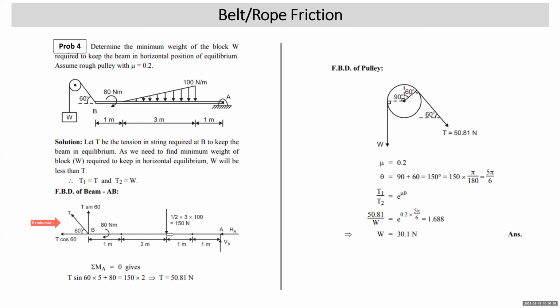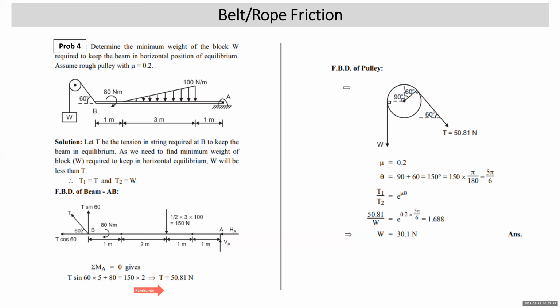Now to find the tension in the string, we take moment about A. When you take sigma MA equal to 0, HA and VA will go off, even T cos 60 will go off. You get T sin 60 into 5 is clockwise, 80 is also clockwise, and 150 into 2 is anti-clockwise. This gives the value of T as 50.81.